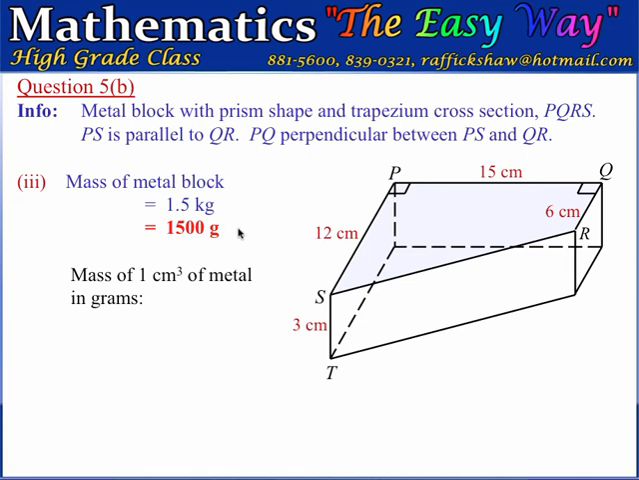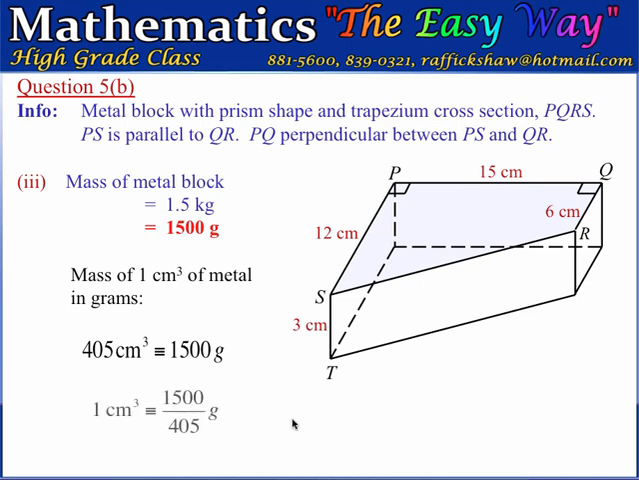Given that the mass of the metal block is 1,500 grams, we are now required to state what the mass of 1 cm cube of the metal in this block would be. Now we know that the block is 405 cm cube, and therefore the 405 cm cube is equivalent to 1,500 grams. This is the volume of the block, and this is the mass of the block. And so if we want to know what 1 cm cube of the metal in this block would be, all we need to do is divide this relationship by 405, and that will give us the mass that is equivalent to 1 cm cube of the metal.